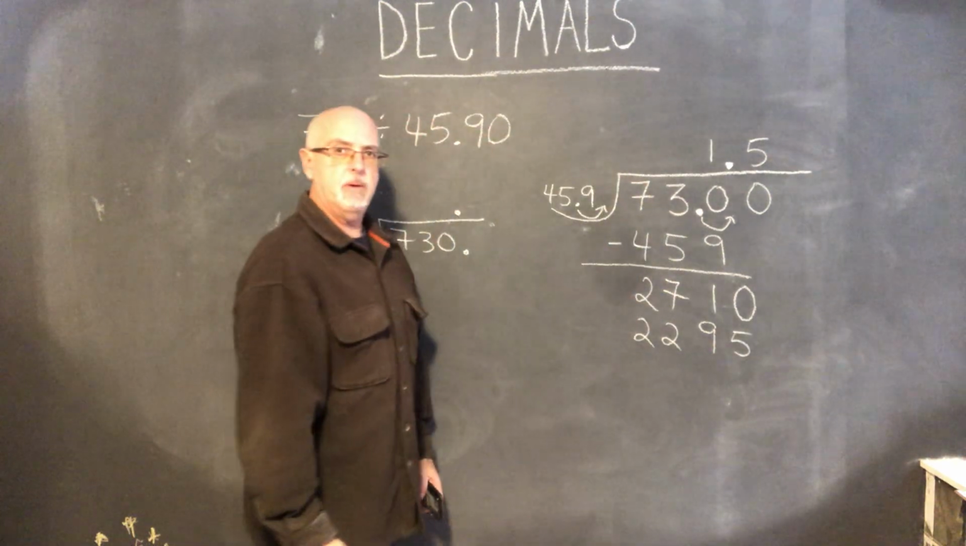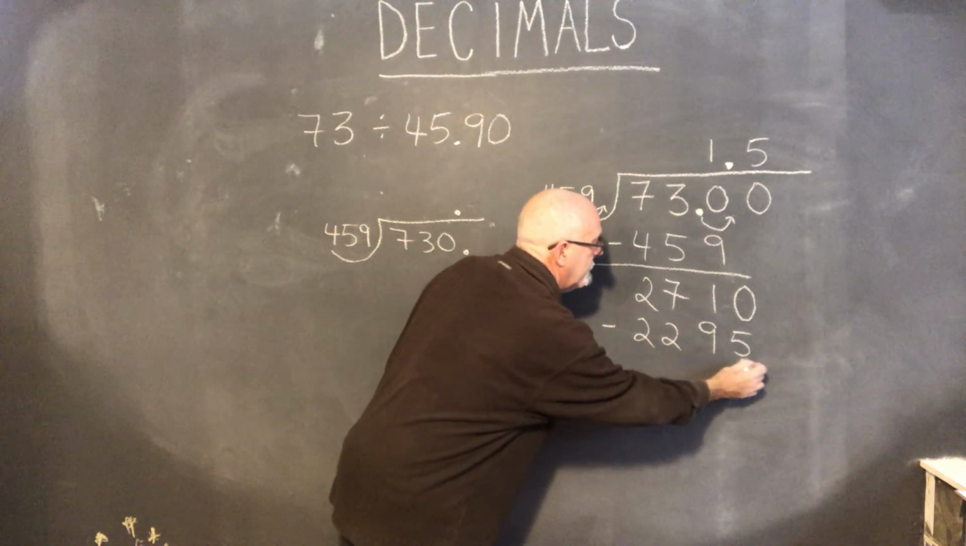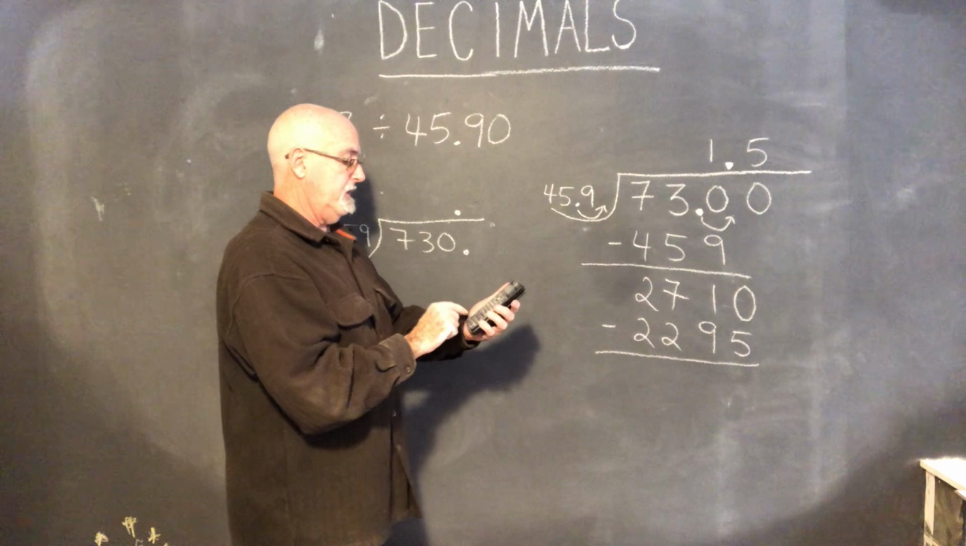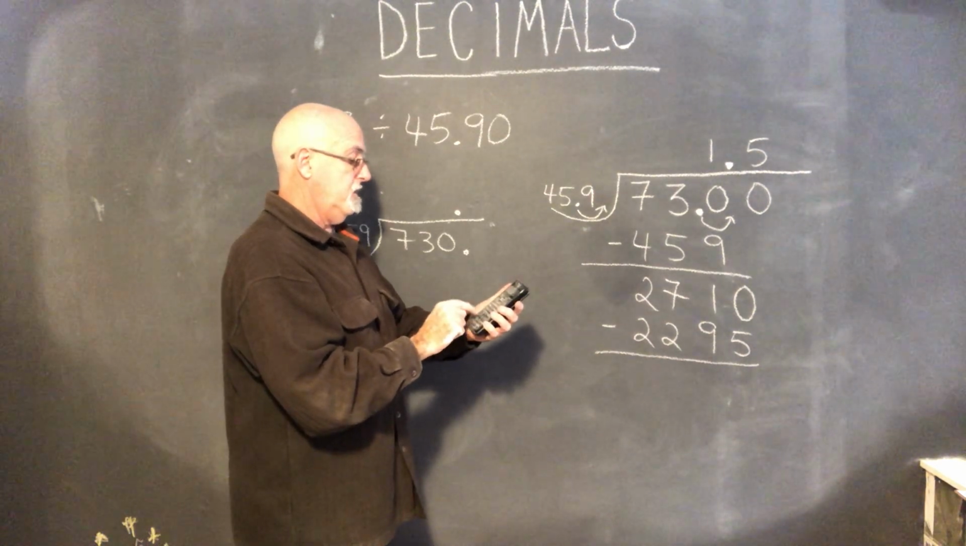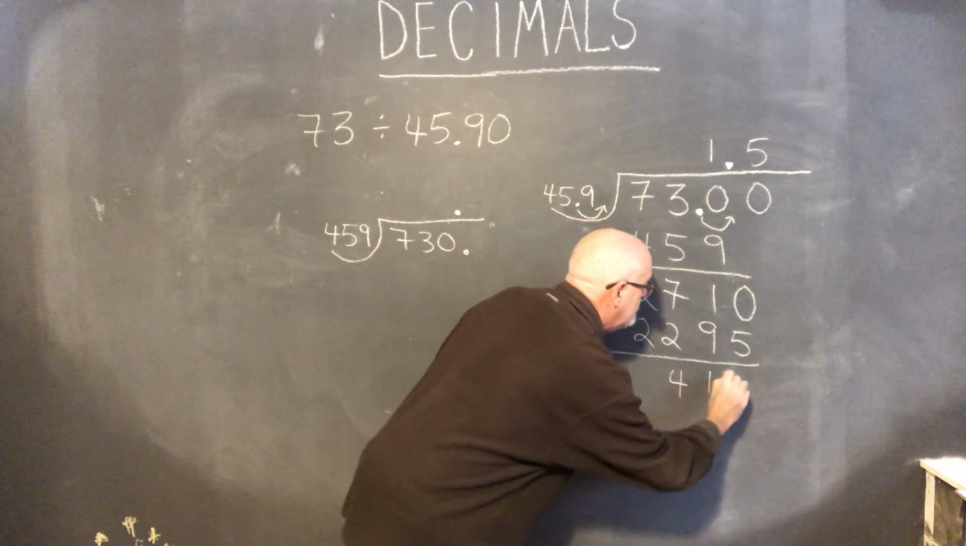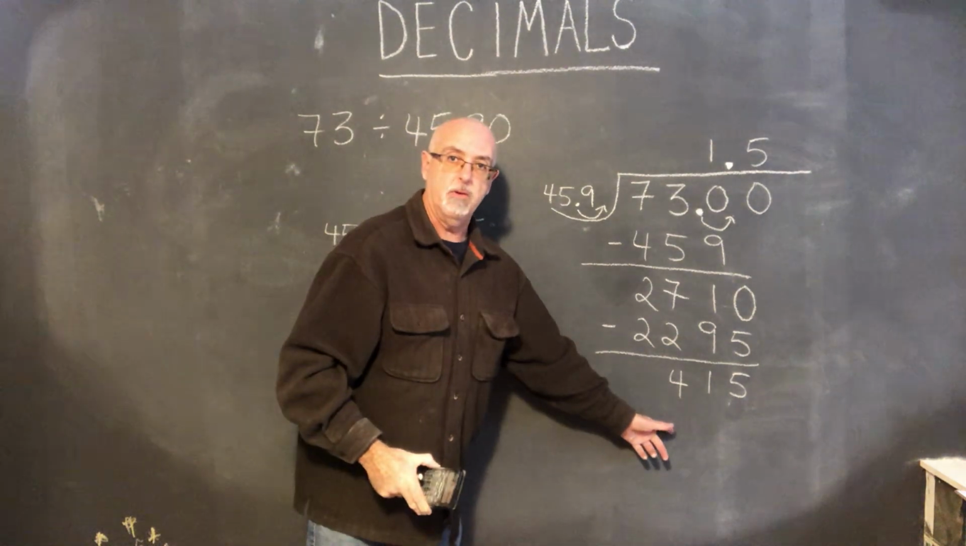So this student really put me in a position of wanting to grab my calculator. And I'm not finished, because I'm not going to get a 0. 2,710 minus 2,295, 415. And certainly 459 does not fit into 415.